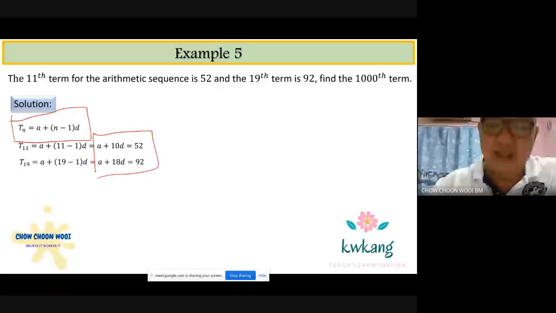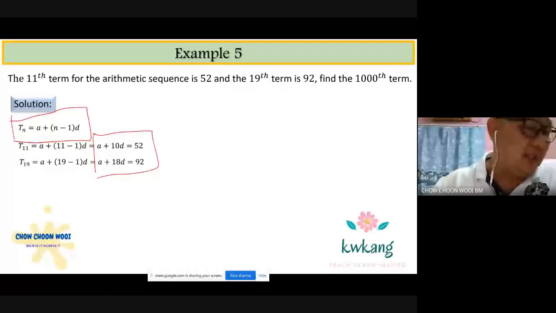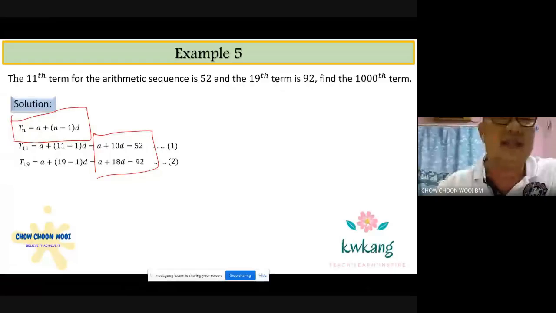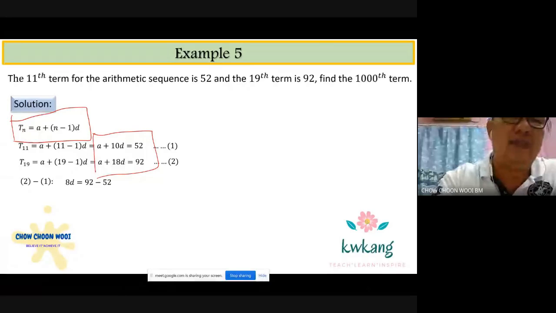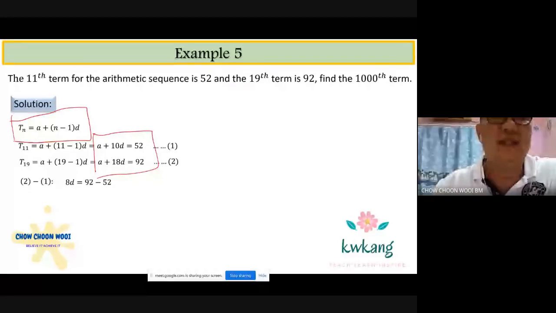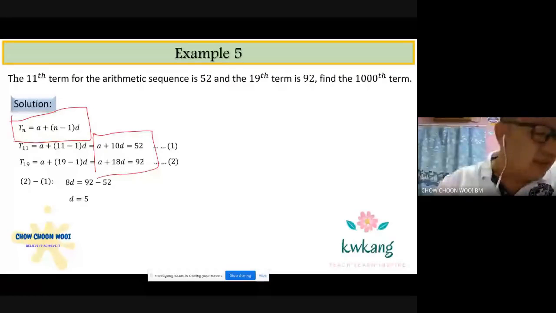So you need to solve it manually lah. Don't try to solve it by using calculator. Jangan cari dengan calculator terus. Okay. Then we solve it simultaneously by using the second equation minus the first equation. A tolak A, 18D tolak 10D adalah 8D. 92 tolak 52. Okay, D is equal to 5. Very good, Afzal. Okay, then how about A? What is your A, Afzal?